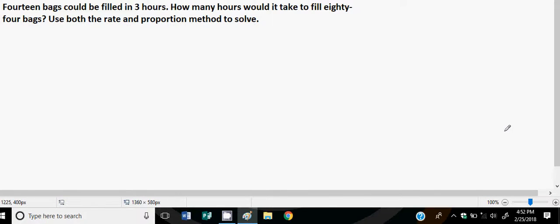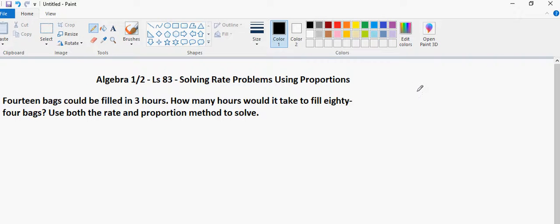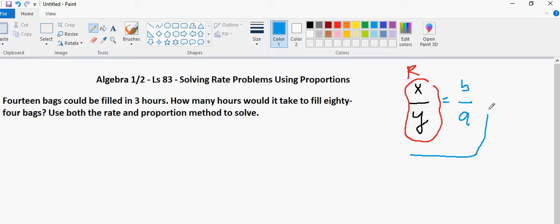Lesson 83 is going to solve rate and ratio problems using proportions. Remember, a rate just means a quantity compared to another quantity, quantity per a quantity, I suppose. And a proportion sets that equal to other amounts. So when I see the equal sign in two rates, I think of all of that as a proportion. Does that make sense?